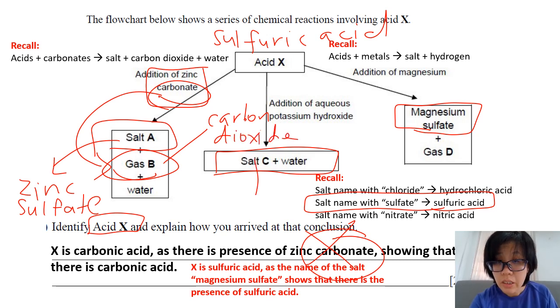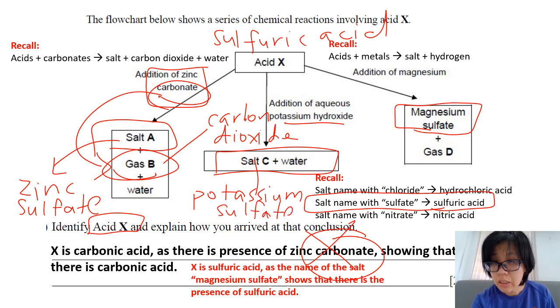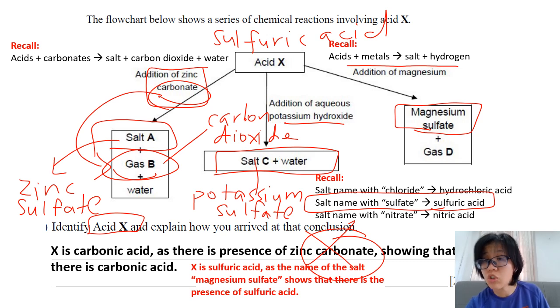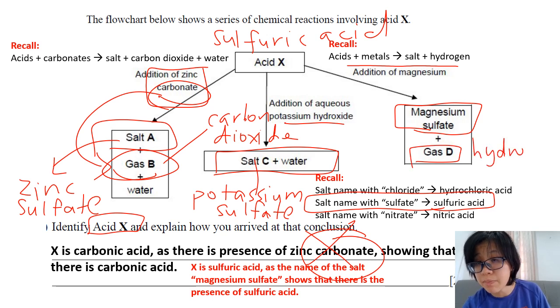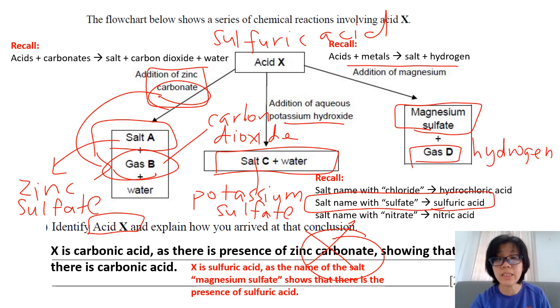So what is C? For C, they add potassium hydroxide. With the name potassium and the name sulfuric acid, you get potassium sulfate. And then for here, just now we learned acid plus metal gives salt plus hydrogen. Hence, over here, you can guess that this is hydrogen. In that way, you are able to guess what all the substances present are.